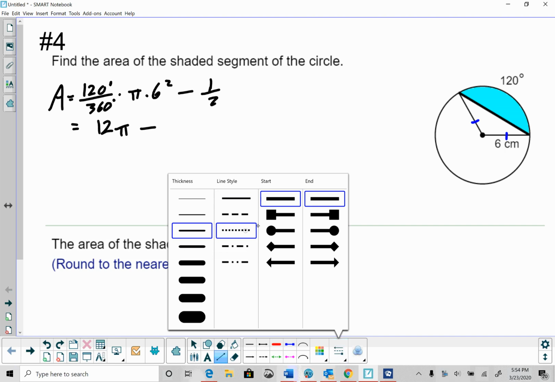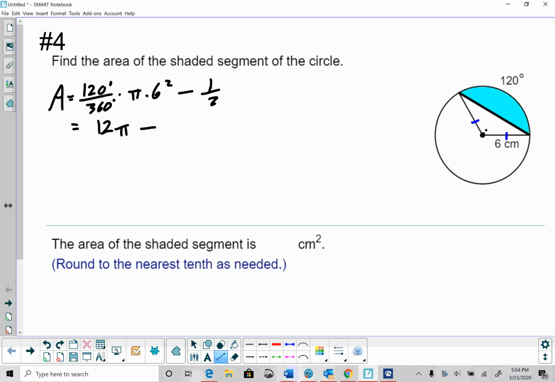let's put in an altitude to the base of the triangle. Now again, an altitude should make that a 90-degree angle, and it should be an angle bisector. So this 120-degree central angle now becomes 60 on this side, 60 on the other side. Lo and behold, we have our old friend, the 30, 60, 90 triangle.